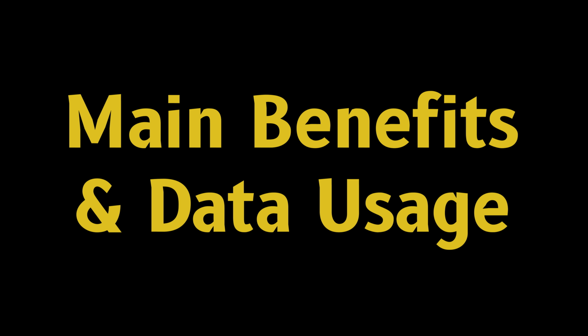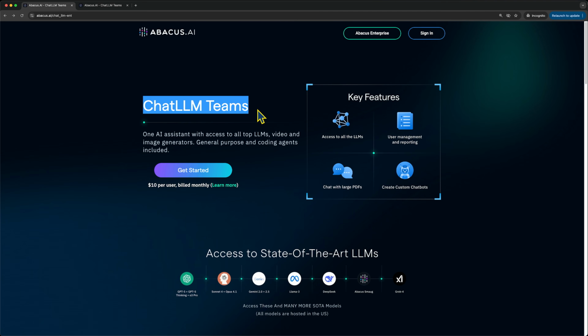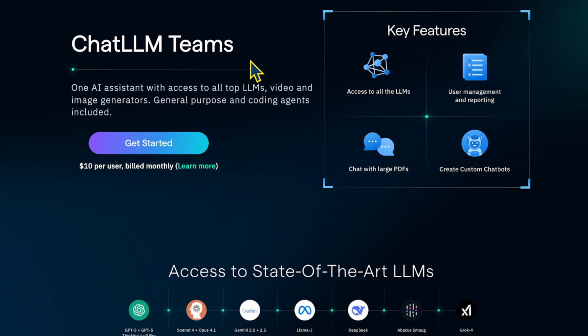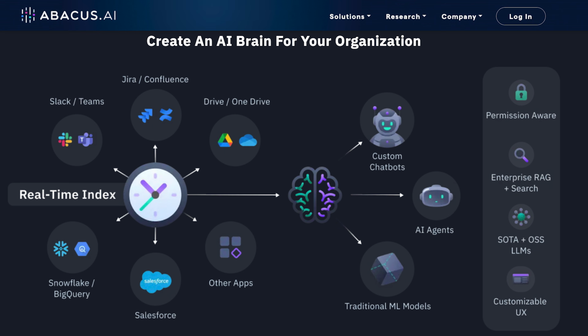Now let's dive into ChatLLM by Abacus AI. ChatLLM is actually pretty great because it's a single AI assistant that gives you access to all of the different state-of-the-art LLMs. They've got ChatGPT, Claude Sonnet, Gemini 2.5 Pro, Grok 4, and a whole bunch of other ones, which I'll show you in a second. This is ChatLLM Teams, which means that not only can you use this for yourself, but you can also connect different users into the same user base so that anyone can use it.